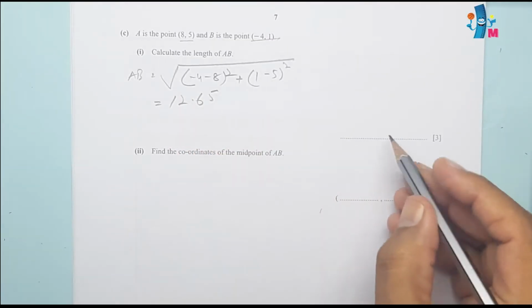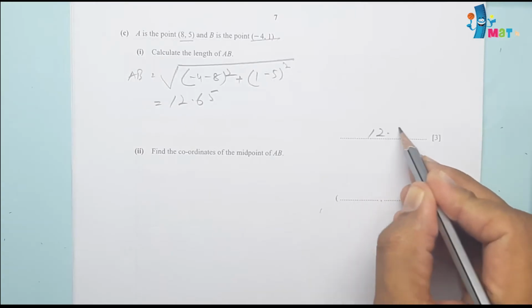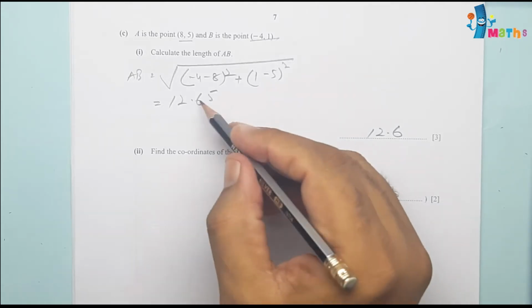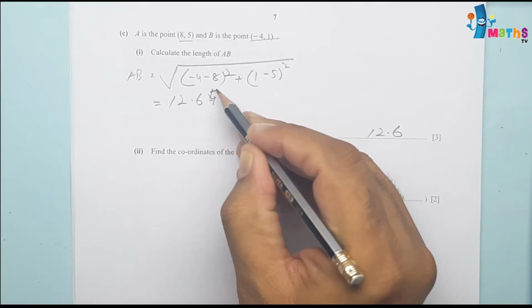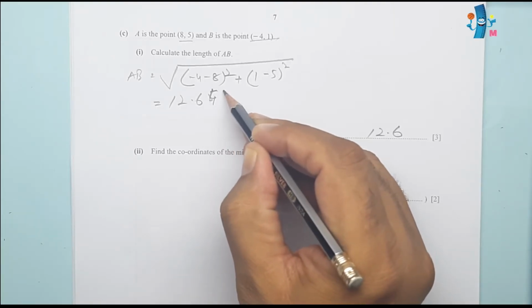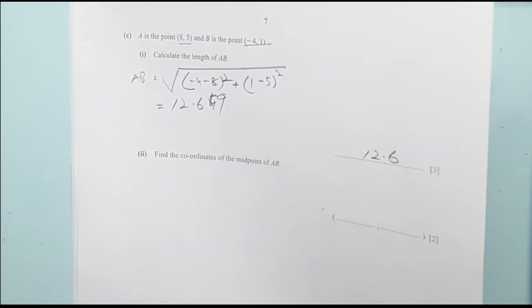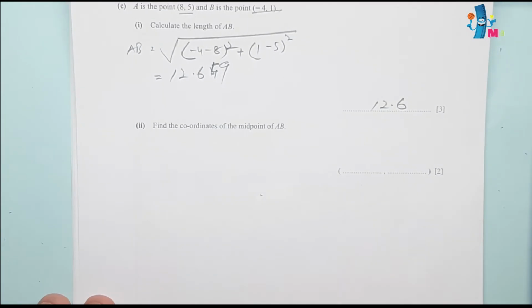12.65. Basically it was 12.49, so we have reduced to 12.6.